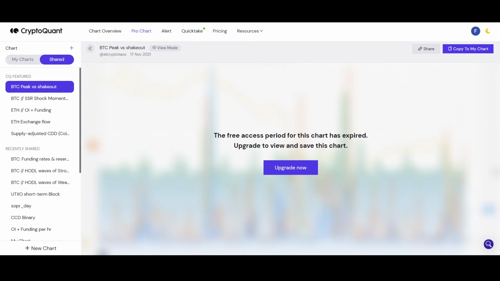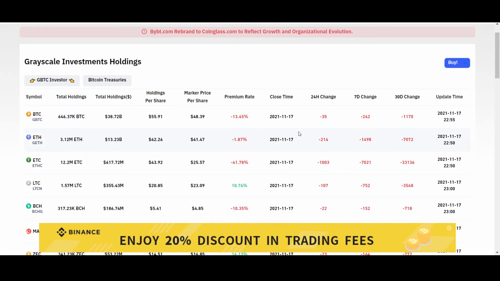So another one, let's have a look at these fundings of Grayscale, which are right now at the minus level, so there's not very much demand for BTC from Grayscale, so we may find that the price needs to calm down.